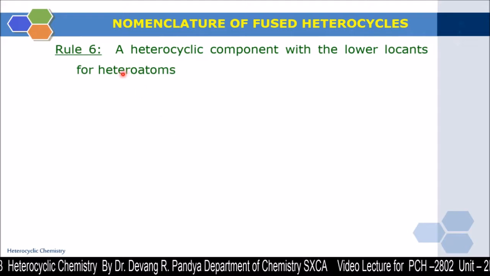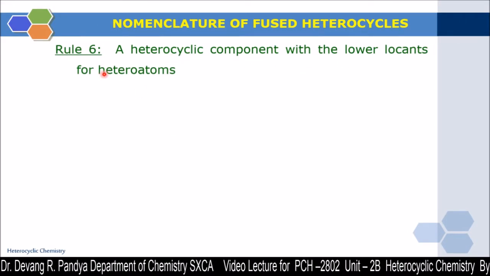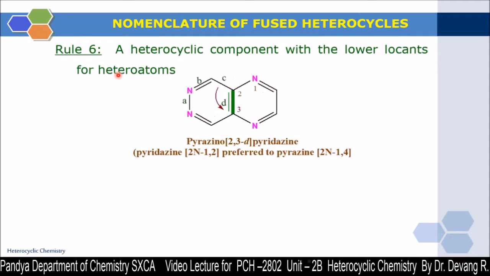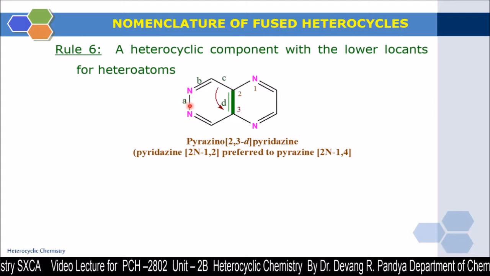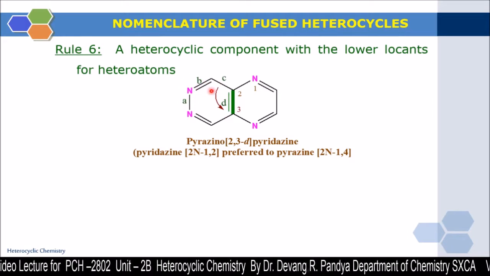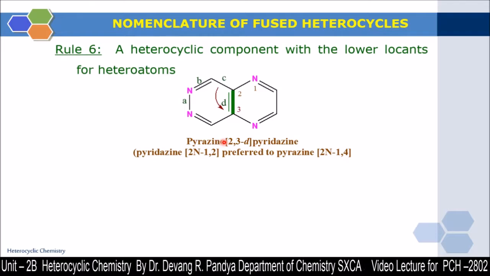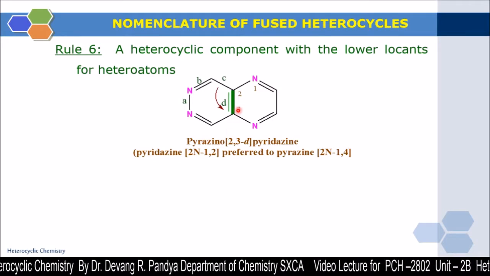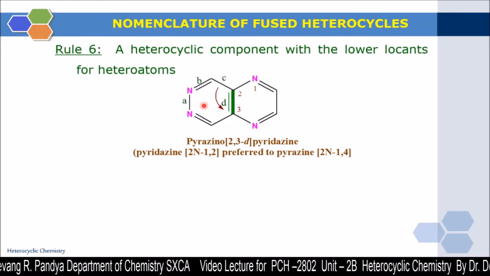Rule 6. A heterocyclic component with the lower locants for heteroatoms. Here you can see that these two are there, but here these two nitrogens are closer, so this one is given priority compared to this one. Pyrazino[2,3-d]pyridazine.